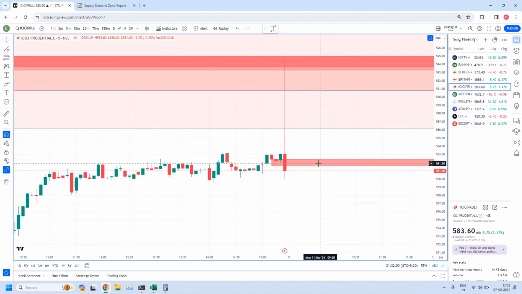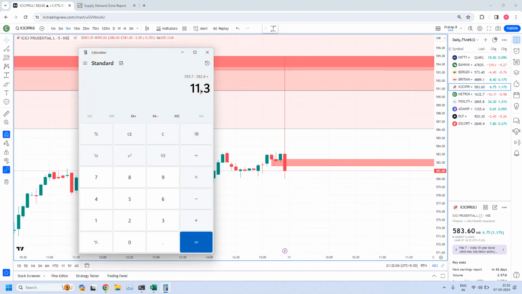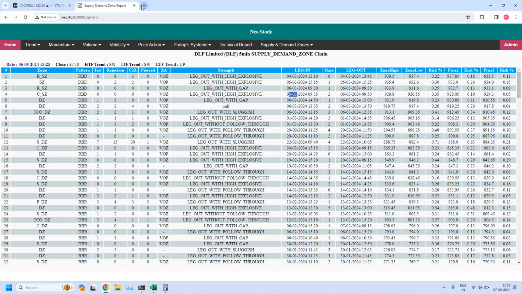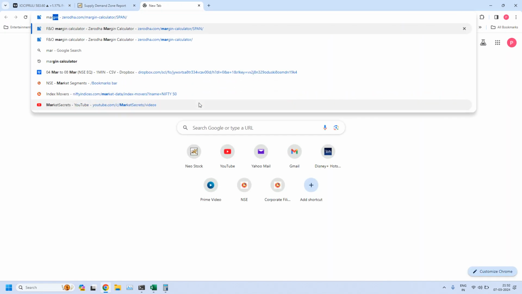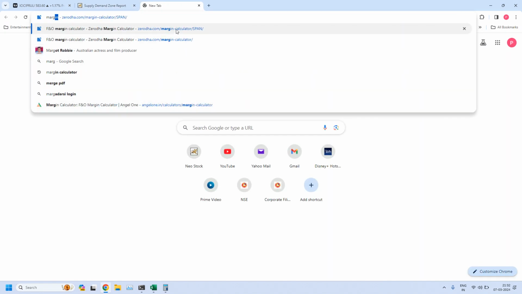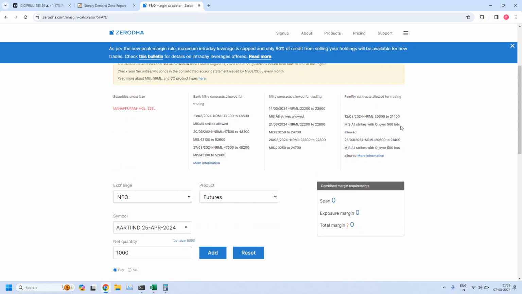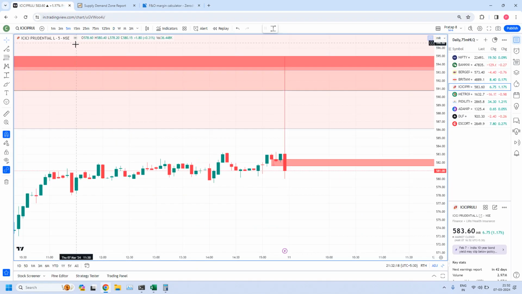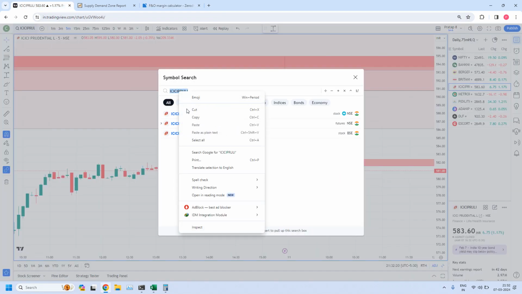ICICI Prudential. And in just 3 minutes it gave 11 rupees 30 paisa profit. So what is the cost, the futures cost? Let us check. Just curiosity, how it is working. So this is ICICI Prudential. Let me copy.